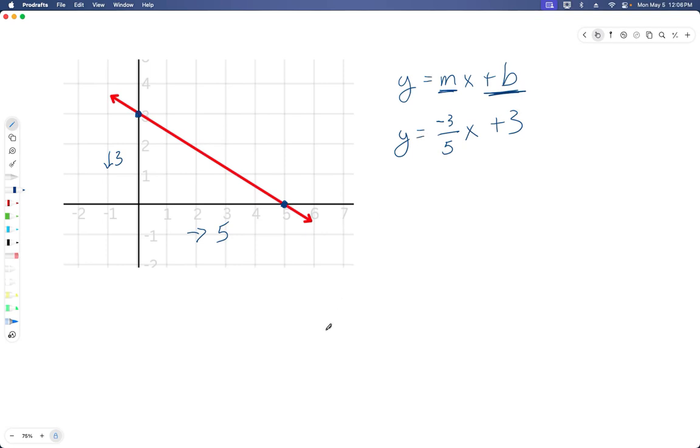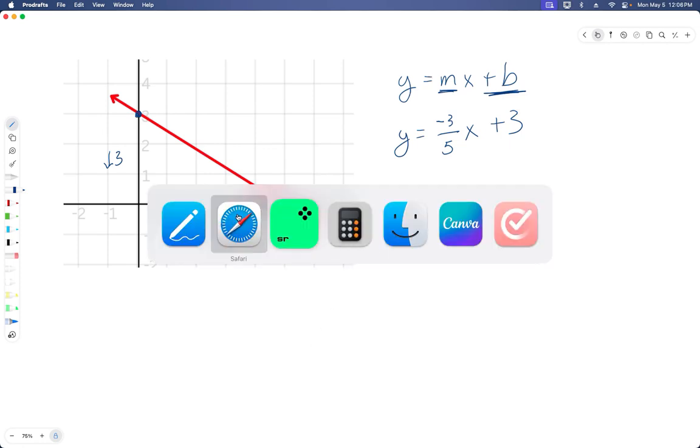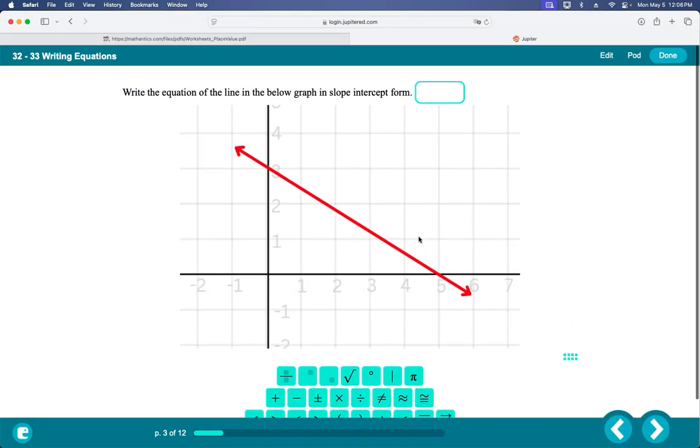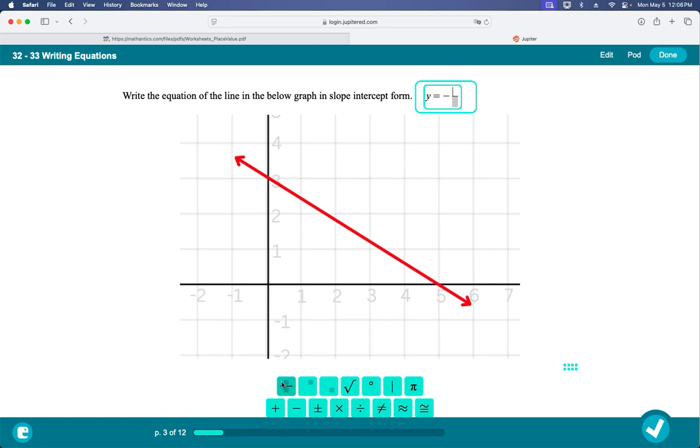This is our equation of the line: y equals -3/5x plus 3. So that's what I'm going to write up here. Y equals -3/5x plus 3. And that's correct.